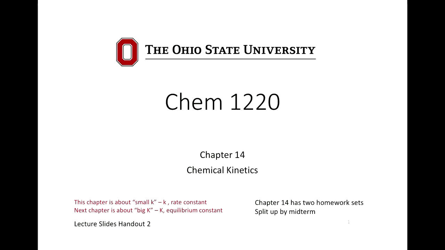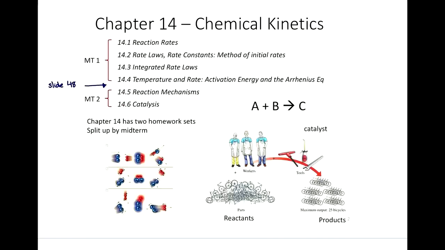So just understand that. This chapter is split up into 2 homework sets, which is separated by midterms, because I want to be nice to you. All right, so midterm 1 covers these 3 sections: rate laws, reaction rates, the integrated rate law, the Arrhenius equation. Midterm 2 is going to cover reaction mechanisms and catalysis. So slide 48 is what separates these. I have it in the slides itself, but I will make a big show of it that, hey, midterm 1 material ends here. We're going to keep going, but understand that for midterm 1, we will not assess reaction mechanisms or catalysis on it.